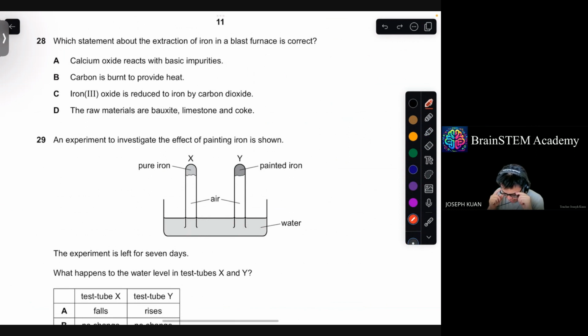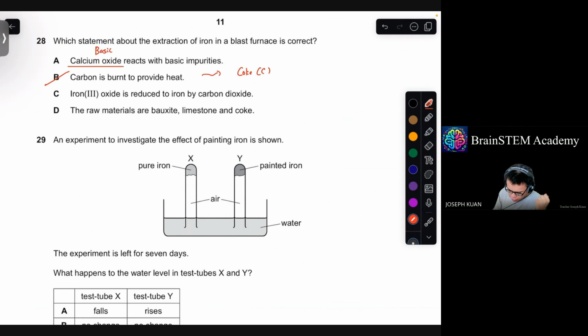Calcium oxide reacts with basic impurities? No. Calcium oxide, metal oxides are basic. They shouldn't be able to react with basic impurities. B, carbon is burned to provide heat. That's why we put carbon, the coke, right? Coke, which is actually carbon. It is a source of fuel. It provides heat in a blast furnace. So the answer is B.